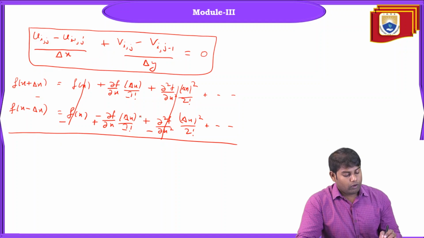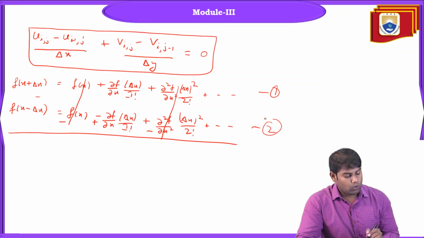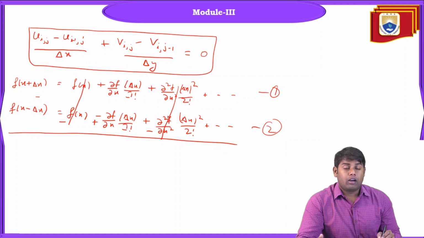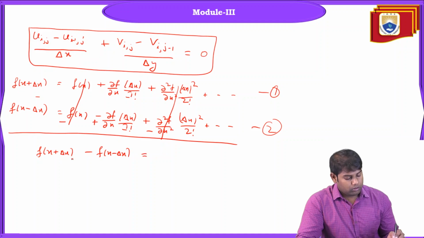So when you are making equation 1 minus equation 2, the f of x term gets cancelled and the second order, like the even derivative terms, are getting cancelled. So finally what do we have? f of x plus delta x minus f of x minus delta x is equal to 2 times dou f by dou x into delta x divided by 1 factorial plus truncation error terms.